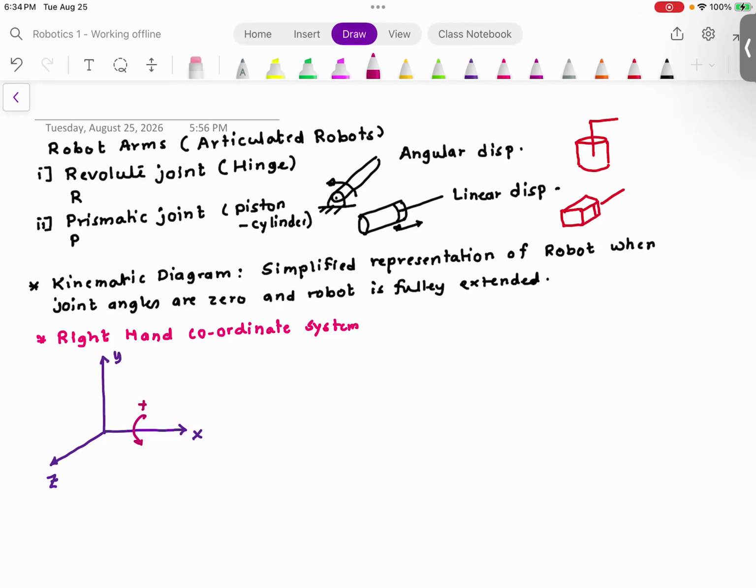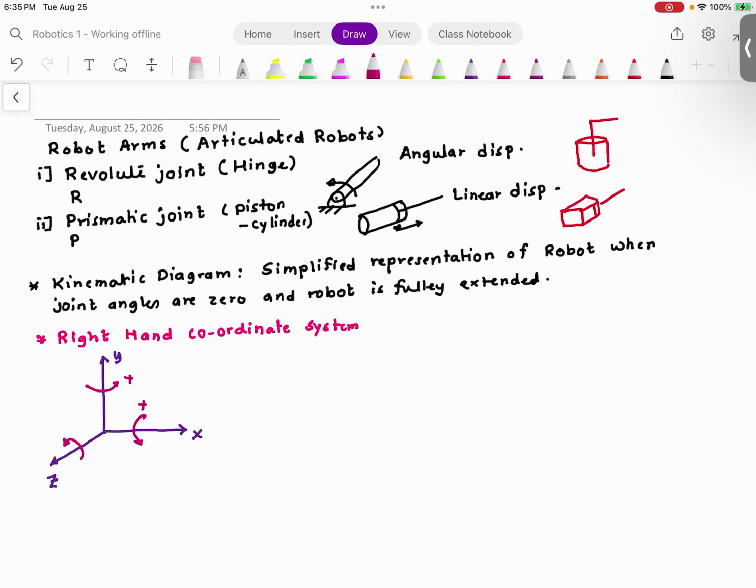So look at this. Curl your finger in the direction of rotation. Can you see your right hand thumb is aligned with the positive y-axis? So it is positive. If you look at the z-axis, curl your finger in the direction of rotation, and your thumb is aligned with the positive z-axis. So this rotation is positive.